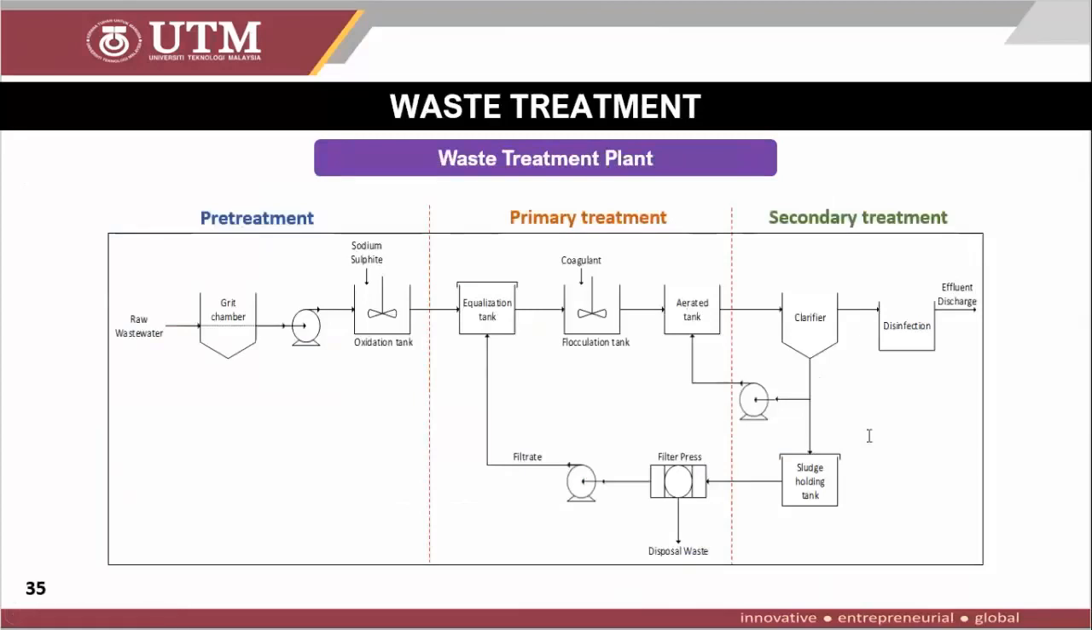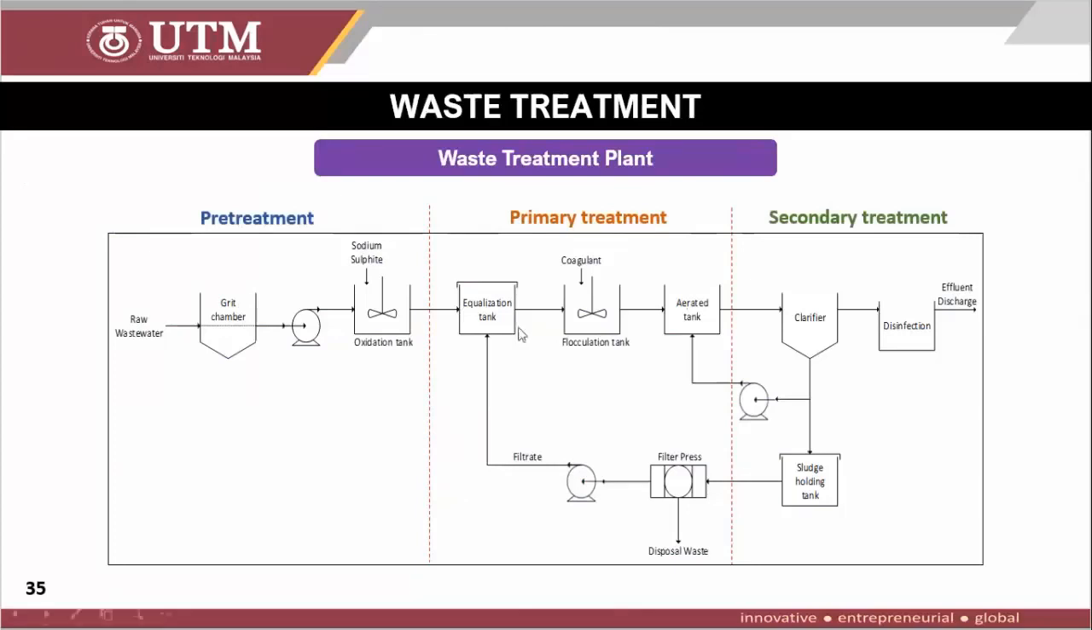This is our wastewater treatment plant. It consists of 3 treatments in series, which are pre-treatment, primary, and secondary treatment. Firstly, wastewater undergoes pre-treatment. It is first sent to the grit chamber to remove solid particles from the wastewater. Then wastewater will undergo oxidation reaction to treat formaldehyde. After that, wastewater undergoes primary treatment.